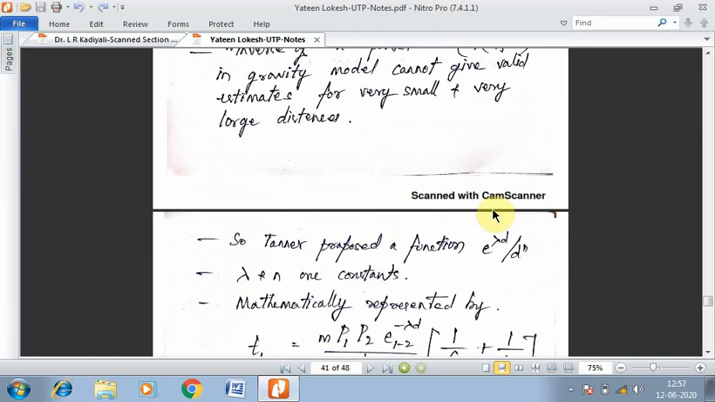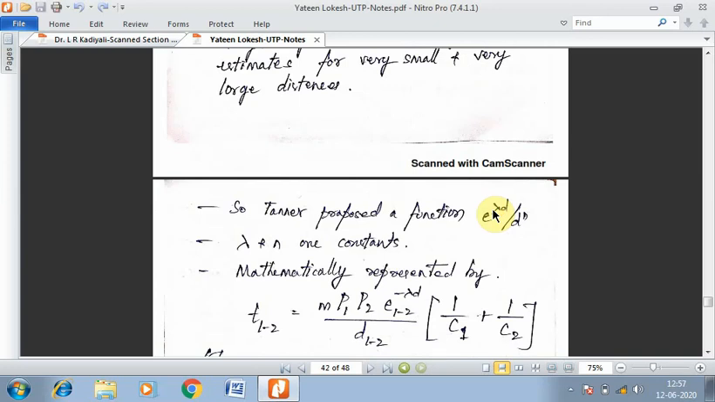That is where Tanner tried to propose a new function somewhat like this, where you have lambda and n, which are constants, and a new factor was introduced by him. Rather than having just 1 by d raised to n, he introduced one more factor in the numerator, which is e raised to lambda multiplied by d. I'll tell you what this factor is about. So mathematically he represented his expression like this.